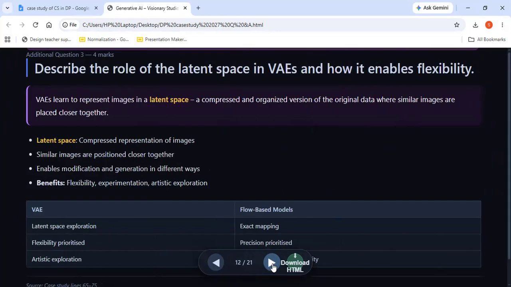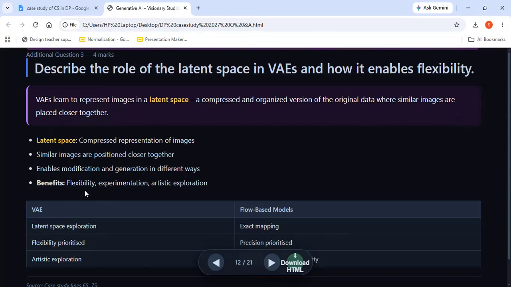Describe the role of latent space in VAEs and how it enables flexibility. VAEs learn to represent images in a latent space, that means a compressed and organized version of the original data where similar images are placed closer together. In latent space, we have a compressed representation of the images. Similar images are positioned closer together. This enables modification and generation in different ways.